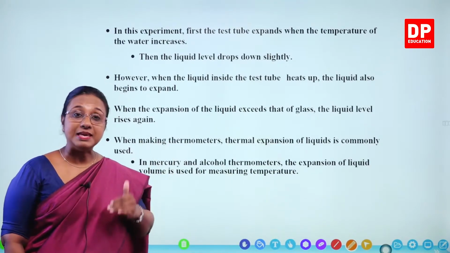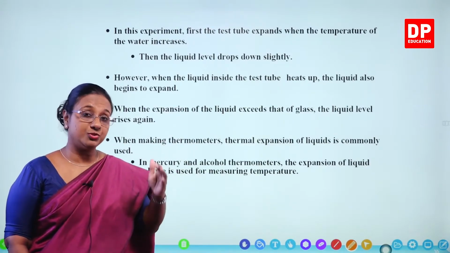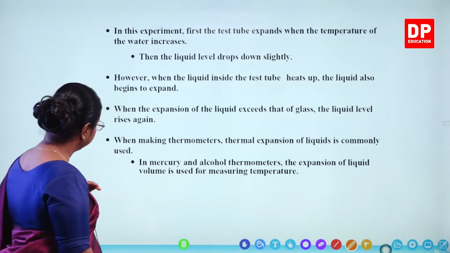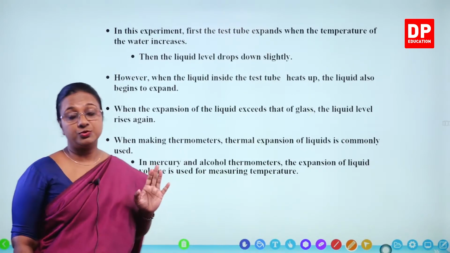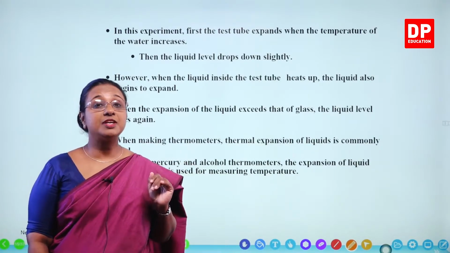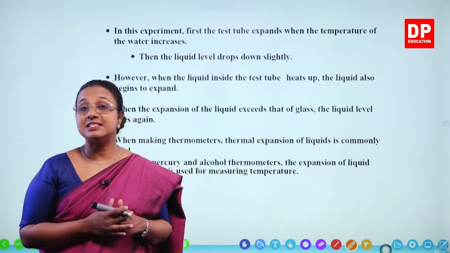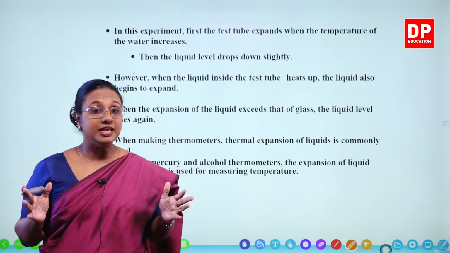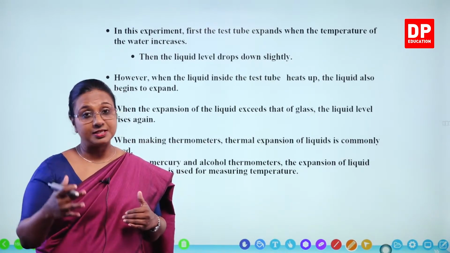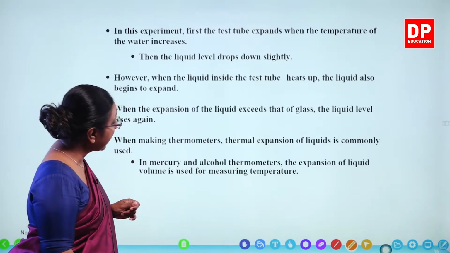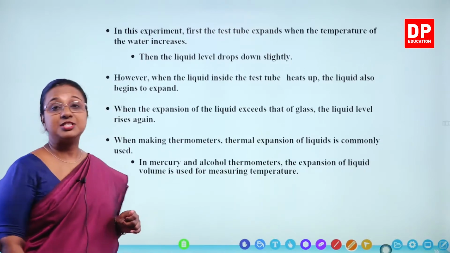That is where from B, the liquid level rises up to C, and thereafter when we did the activity you saw, it can go up further. When making thermometers, thermal expansion of liquid is commonly used. So, we have discussed many different types of thermometers. Under that, the first two types, the glass mercury thermometer and the glass alcohol thermometer. In both these, we use a liquid. So, the expansion of liquid is what is used to measure the temperature. So, in mercury and alcohol thermometers, the expansion of liquid volume is used for measuring temperature.